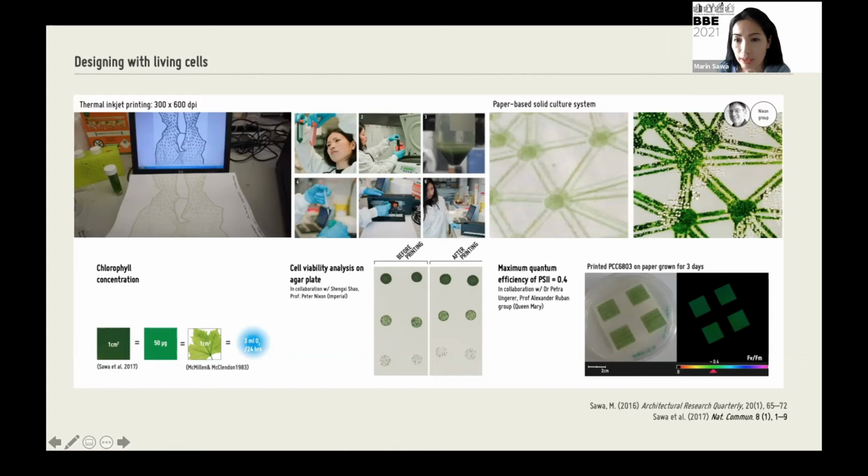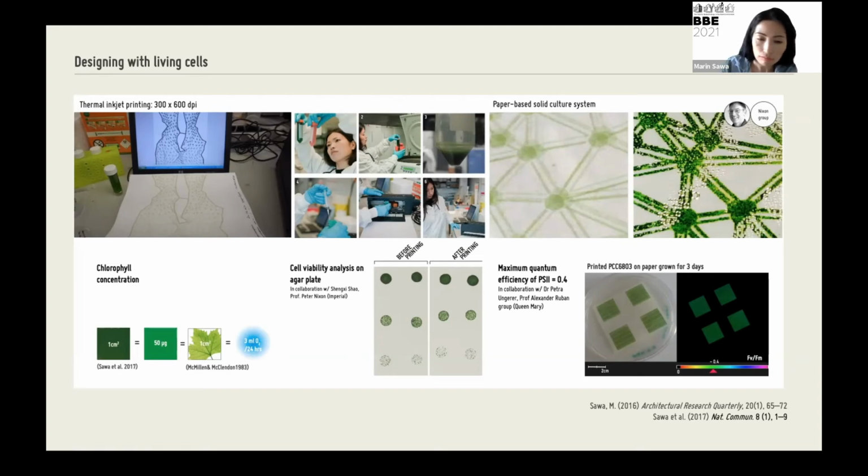The photosynthetic competency of the cells is quite separate from cell viability, and this can be analyzed through chlorophyll fluorescence imaging using a PAM, pulse amplitude modulated fluorometer. The Fv/Fm, which is the parameter for maximum quantum efficiency of photosystem 2, was found to be 0.4 for my printed cyanobacteria, Synechocystis, on paper substrate. And this 0.4 value is in good agreement with that of liquid culture.